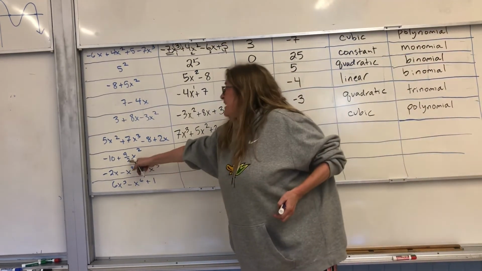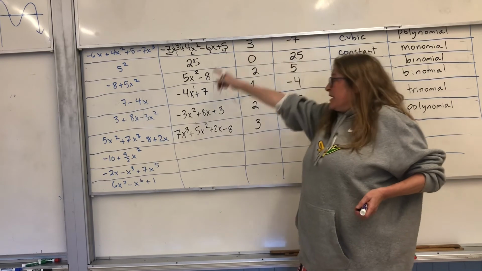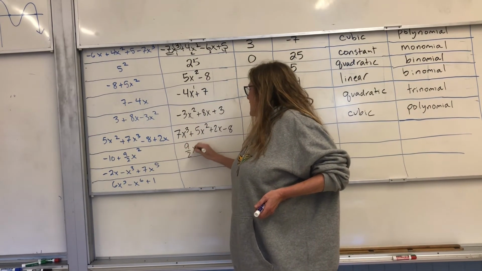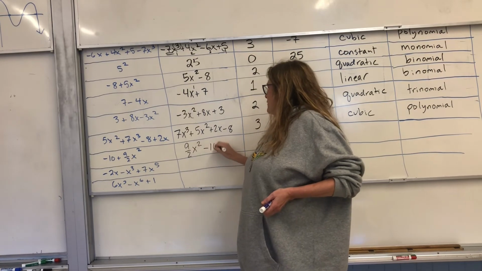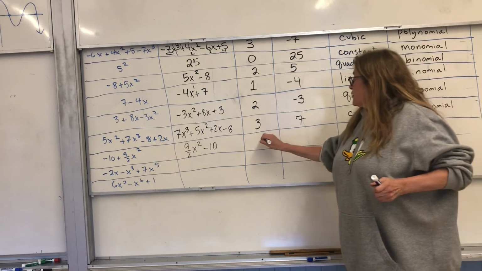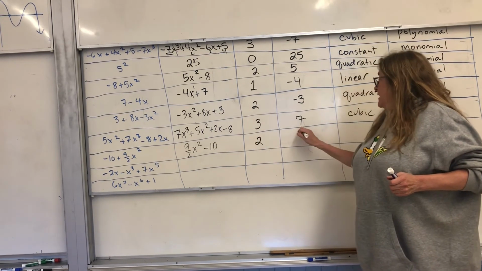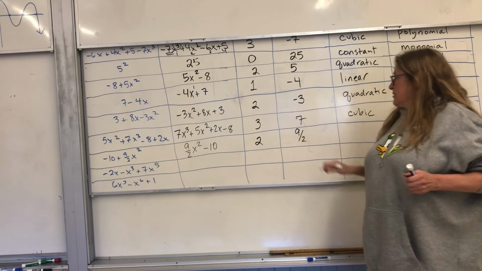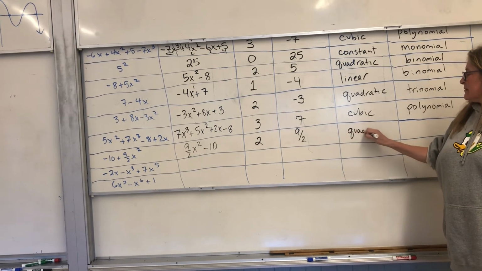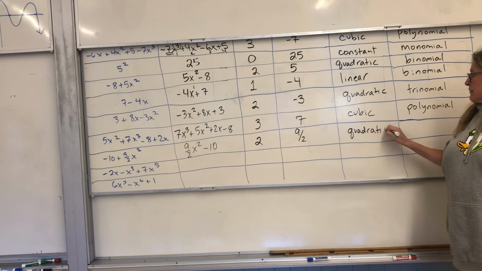Now, that has a fraction, and it says we need whole numbers, but we need whole number exponents, right? The exponent is a 2, so I can have a fraction coefficient. So that gives me a degree of 2, and my lead coefficient is 9/2. So this is a quadratic binomial.